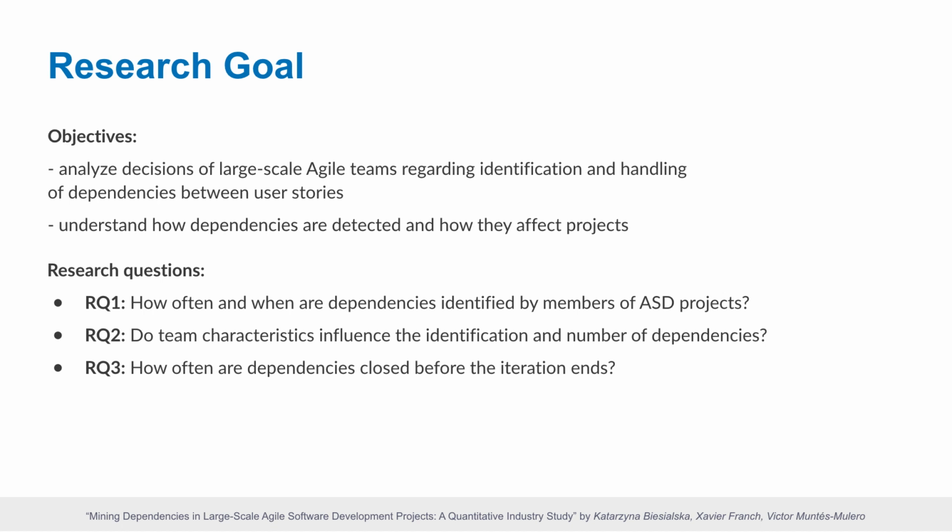The second question is related to the characteristics of teams. In this research question, we aim to understand how teams in a large-scale agile organization cope with dependencies. Does the team size, composition, or distribution play a role? What is the ratio of internal to external team dependencies is also of our interest.